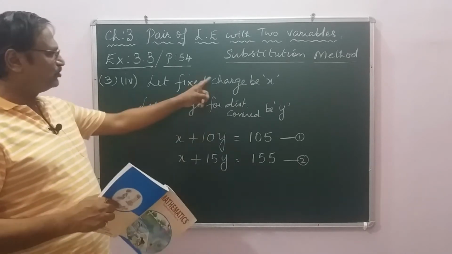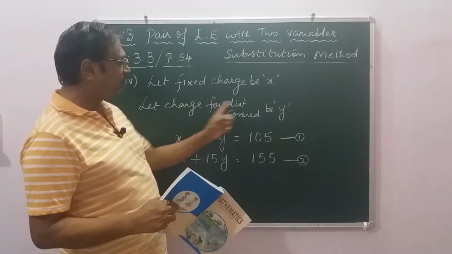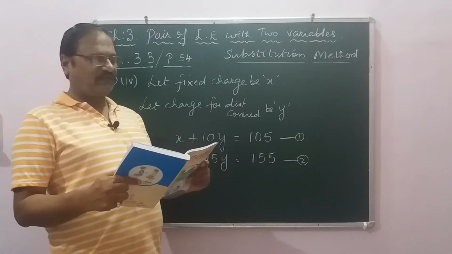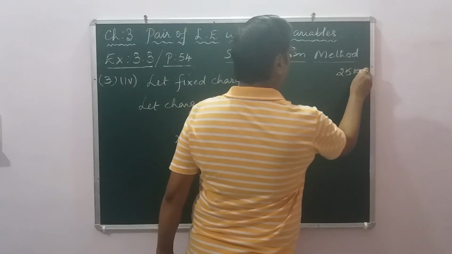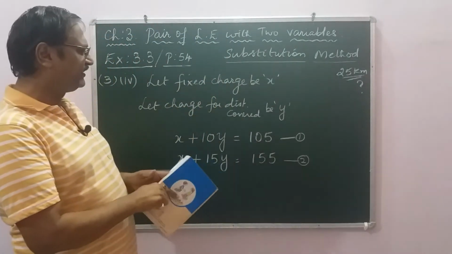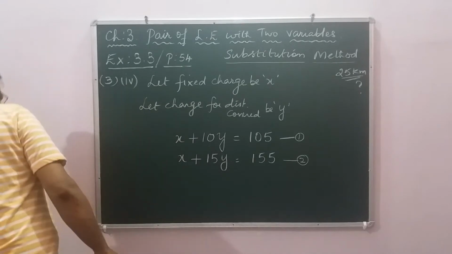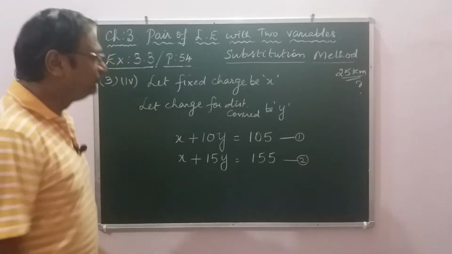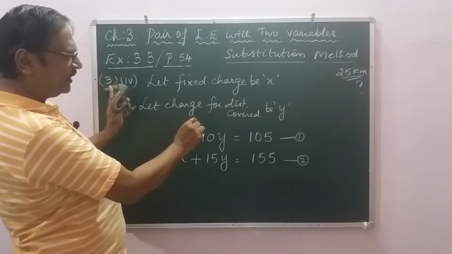Then what is the fixed charge? We have to calculate the x value, and the charge per kilometer, that is the y value, we have to calculate, and how much the person has to pay for traveling a distance of 25 kilometer. If he travels 25 kilometer, how much should he pay? Once you take the data, you can just keep the question aside. Okay, you can place the question aside and we will carefully solve this problem.